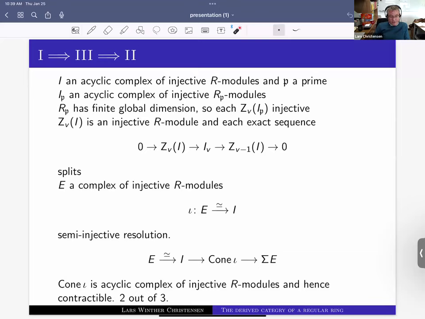And going from 3 to 2, to all complexes of injective modules being semi-injective, also completely mimics the argument we used before. It's standard homological algebra. Take a semi-injective resolution like this. Look at the mapping cone triangle. The mapping cone here is built out of these two complexes of injective modules, and it is acyclic. So it's contractible. That means in particular it's semi-injective. So now you have a semi-injective complex here, a semi-injective complex here. 2 out of 3 forces E to be semi-injective.